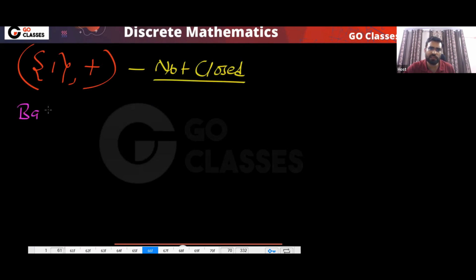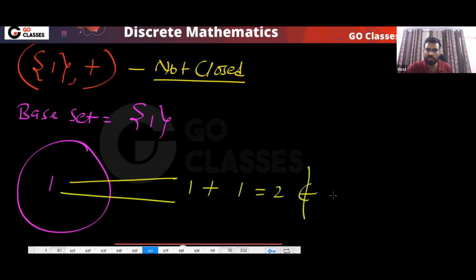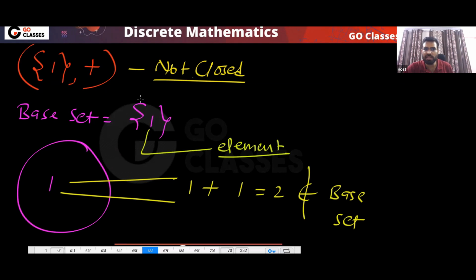So this is your base set. In your base set, only this element you have. Now, is it closed? No, because if you take this a, b, the result does not belong to the base set. Is it clear? Remember, this is the base set, and the element is this. Many students think that this is the element. This is not the element. This is the base set. The element is this.